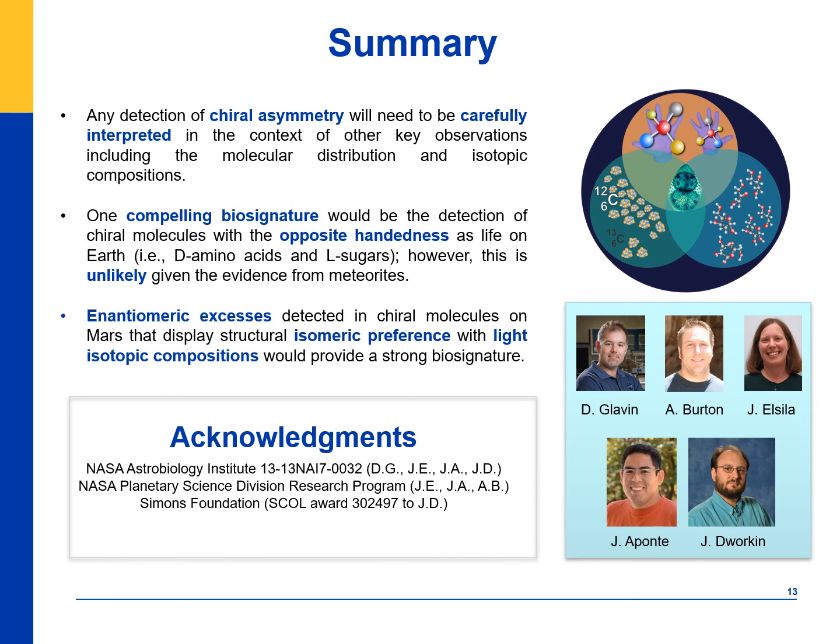So in summary, the detection of chiral asymmetry will need to be carefully interpreted in the context of other key observations. One compelling biosignature would be the detection of molecules with the opposite handedness as life on Earth, but that may be unlikely. Enantiomeric excesses detected in chiral molecules that display isomeric preference and light isotopic compositions would provide a strong, compelling biosignature.